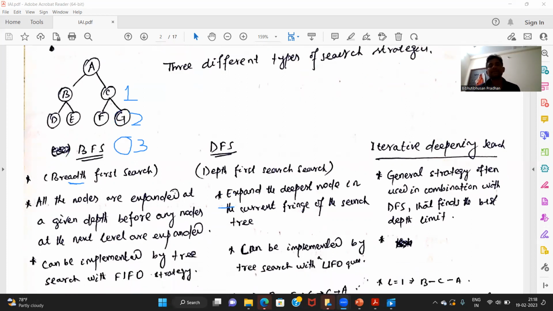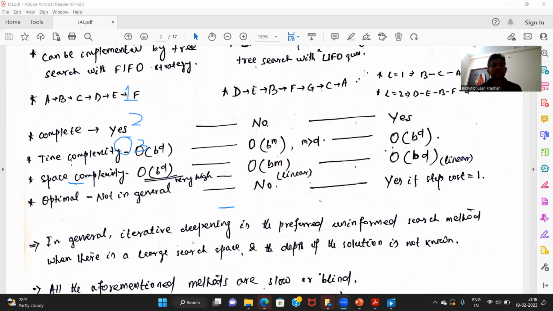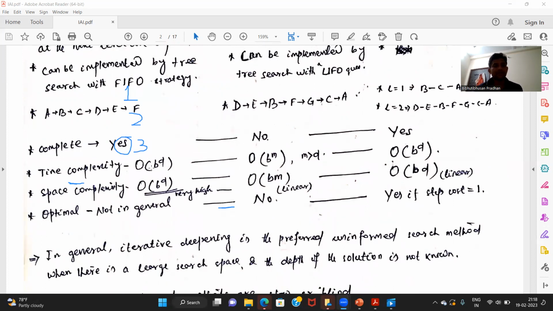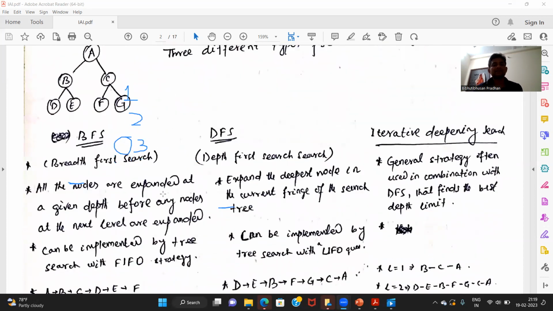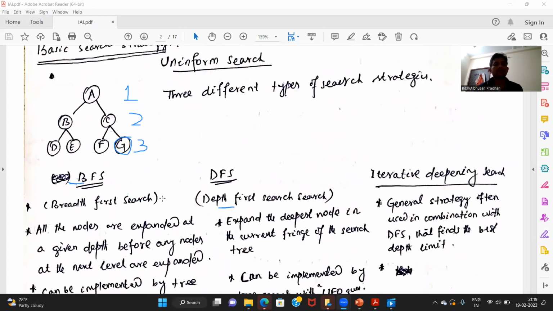So considering these factors, what is my time complexity? Time complexity is on the order of b to the power d, whereas space complexity is also on the order of b to the power d. So here b to the power d is the total number of nodes. So we can say that the space complexity is very high, so we do not generally consider this best first search.